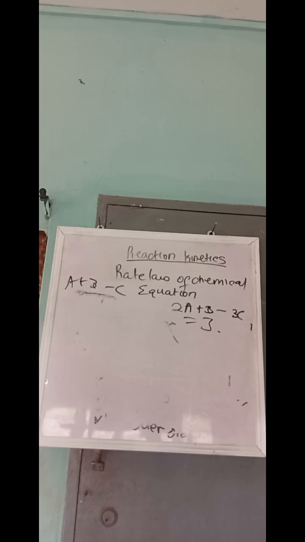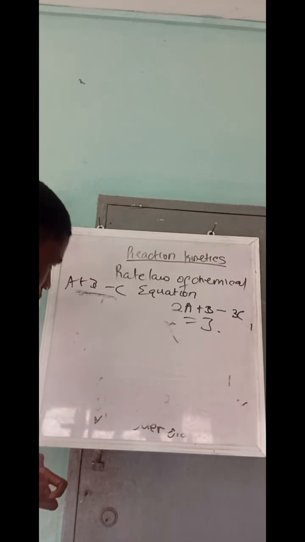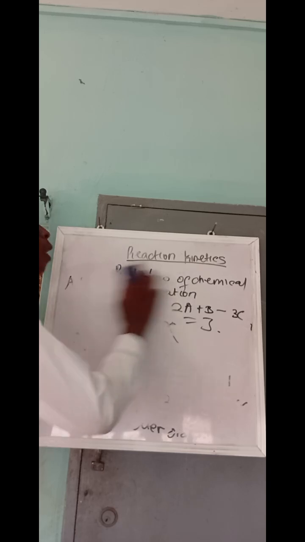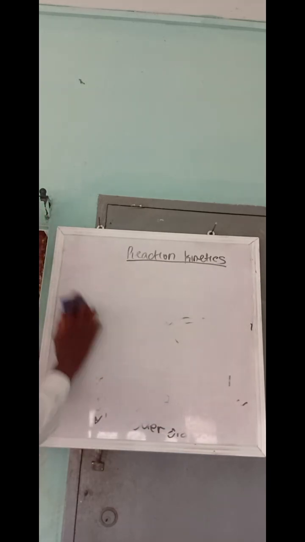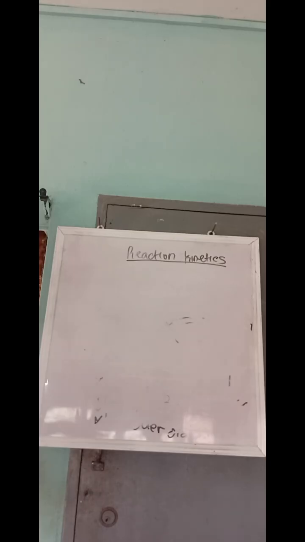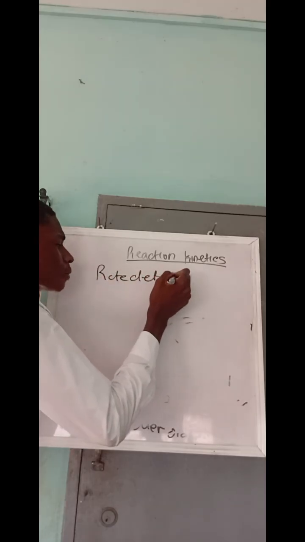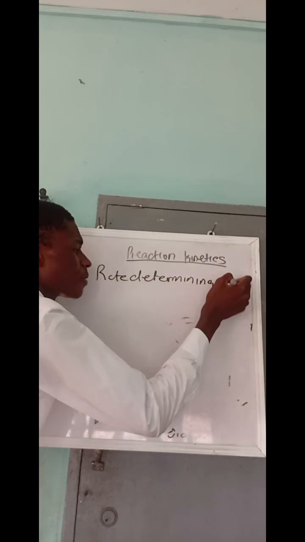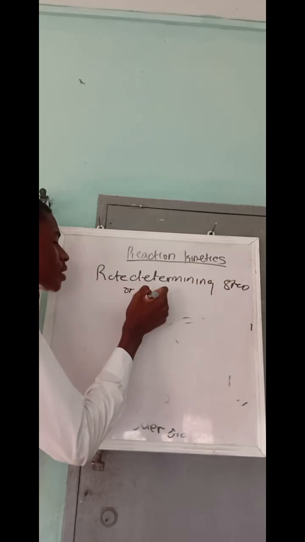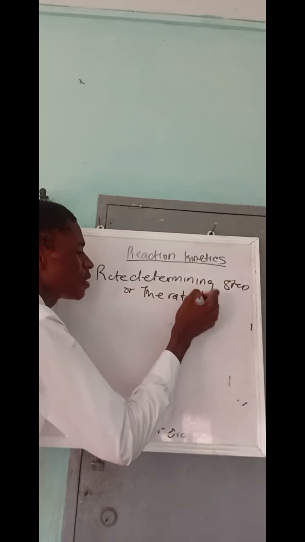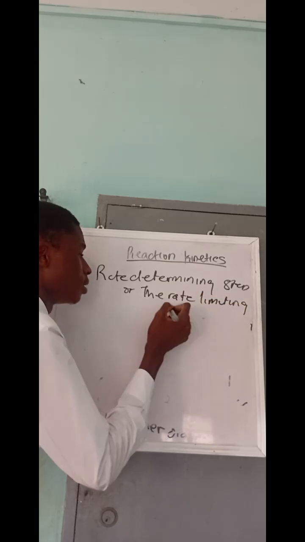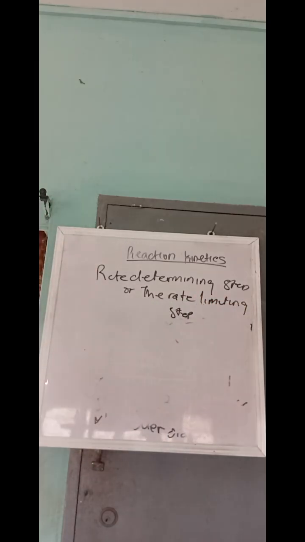Good. And also, let's try to explain the RDS or RLS. People always mix them together, but for your level it is the same thing. When you study chemistry further, maybe doing 256, 356, then you will know the difference between them. But for 100 level, it's still the same thing. We have what we call the rate determining step, or the rate limiting step. They are the same thing for this level.